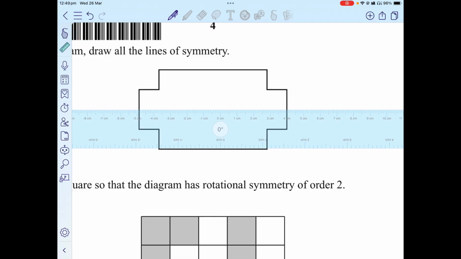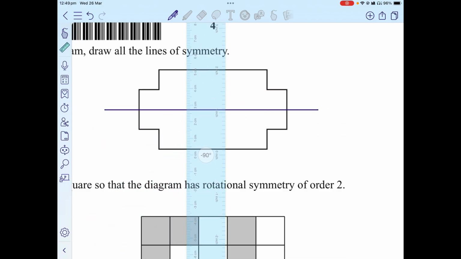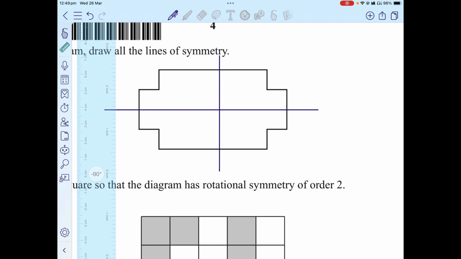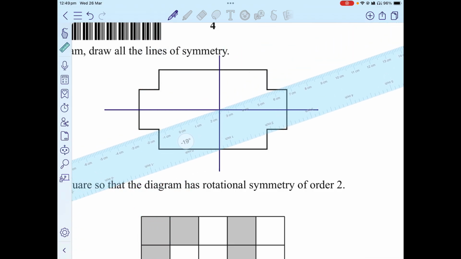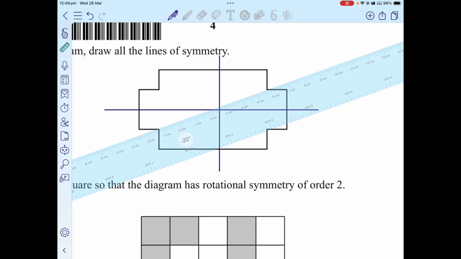One would be the horizontal line of symmetry, which would pass somewhere over here. The other one would be a vertical line of symmetry, which passes somewhere over here. There would be no diagonal lines. Something that I was confused about is, why are there no diagonal lines?